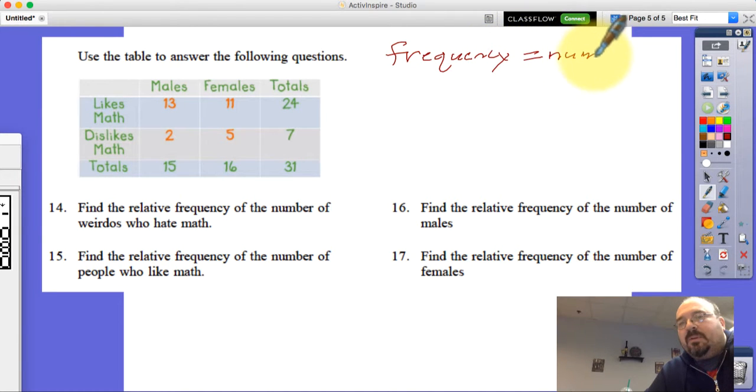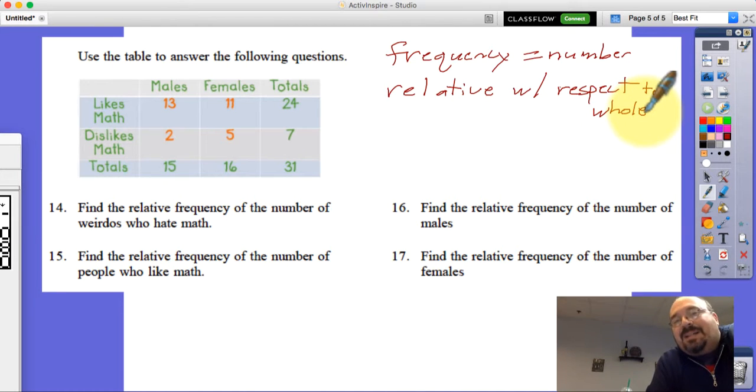So it's a number of how many times something happens. The relative frequency is how often something happens with respect to the whole. Because I can tell you that 1,000 people do something, and that really doesn't tell you whether that's a lot, because you don't know how many people there were overall. If I tell you 1,000 people did something, but I talked to 1,000,000 people, then that's not very many. If I tell you 1,000 people did something, and I talked to only 1,000 people, then that's everybody.